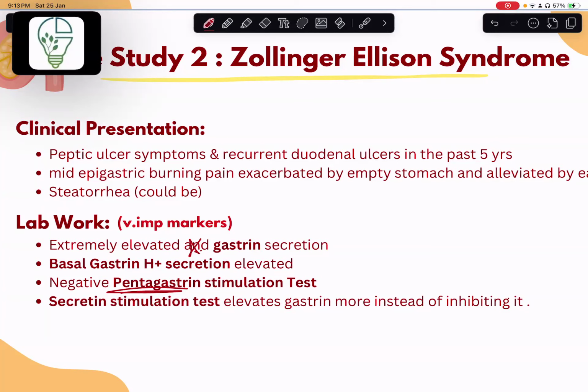We have next the secretin stimulation test. Basically, when you give secretin, it should inhibit gastrin. Secretin increased, gastrin should be inhibited. They work opposite to each other. But here, the secretin stimulation test causes elevated gastrin even more. This is a sign of ectopic tissue or tumors producing gastrin. It's abnormal secretion, so surely it will not be obedient to the normal negative feedback loop.